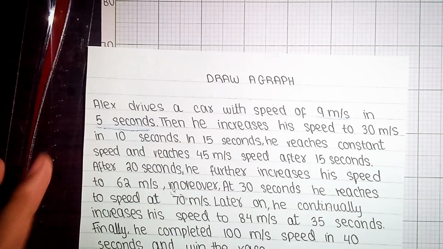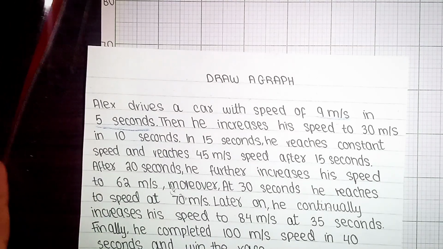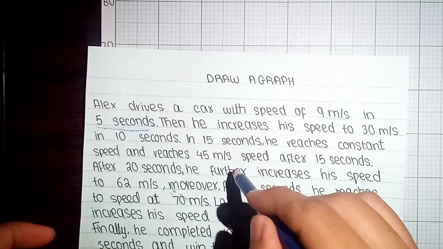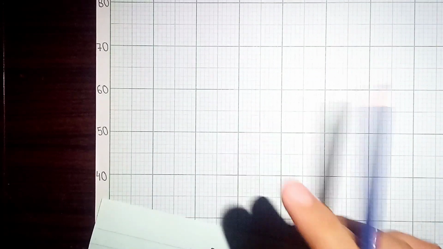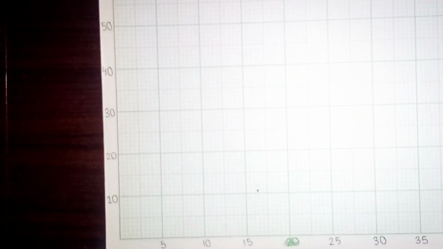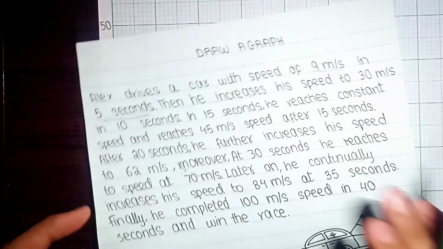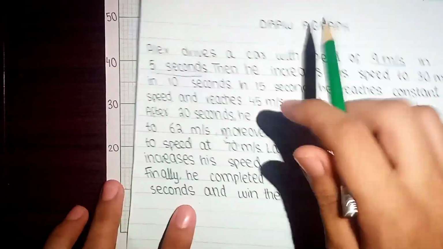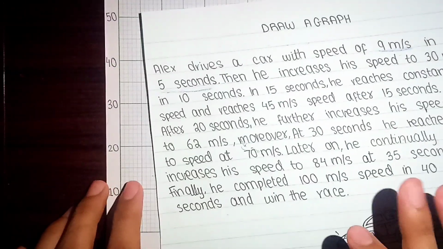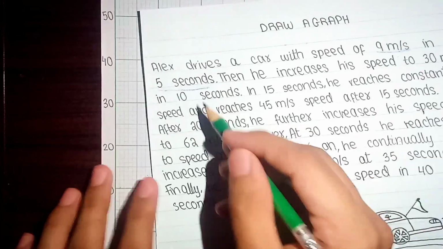Remember, most people make the mistake in their CIE paper of not plotting the graph, but continually just joining the line. This is basically restricted for you in your graphs. Okay, I'll use the pencil here for you guys. I'll just plot the graph so that it could be easier for you to determine.